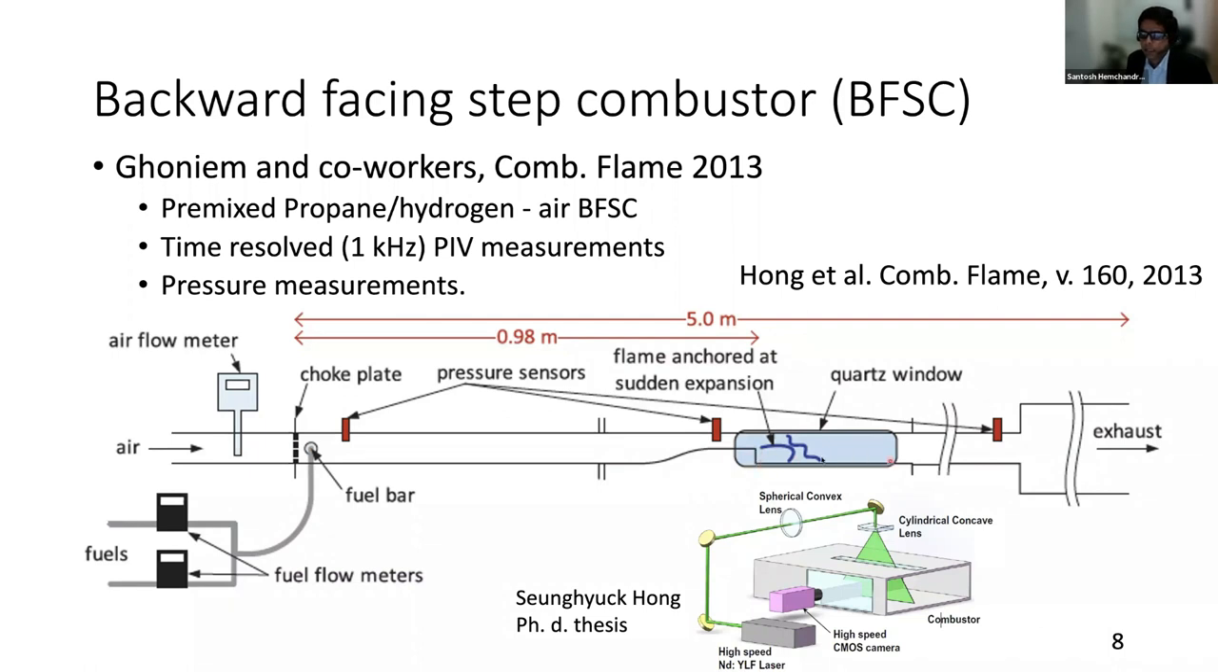That's the backward facing step. And here you have the flame anchored. And we have from their experiments time resolved 1 kilohertz PIV measurements and some pressure measurements at various points. And this is just a schematic showing how the PIV was done. It was done in the midsection, and you can get a sense for the aspect ratio of the combustor, this is to scale.